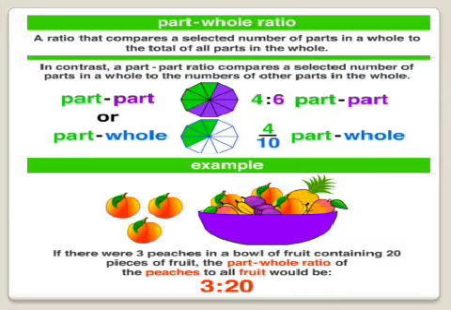In the second figure, total parts are 10 and green are 4. So the ratio is 4/10. Next is, in a fruit bucket there are 20 fruits, out of which 3 are peaches. Ratio of peaches to the fruits is 3:20.